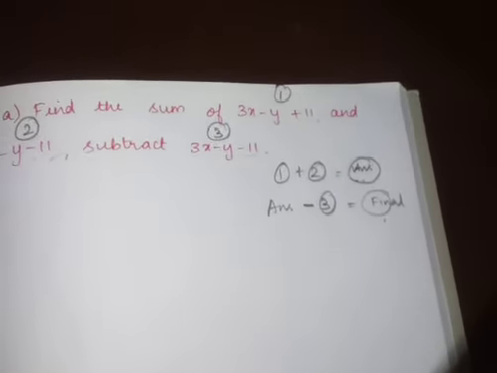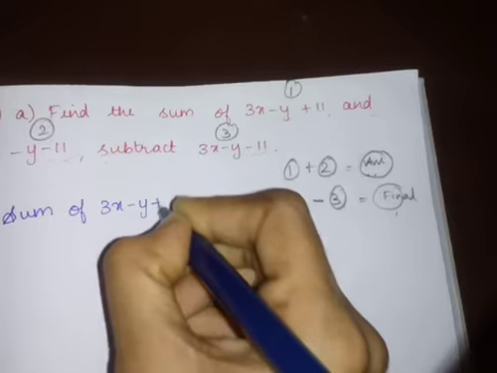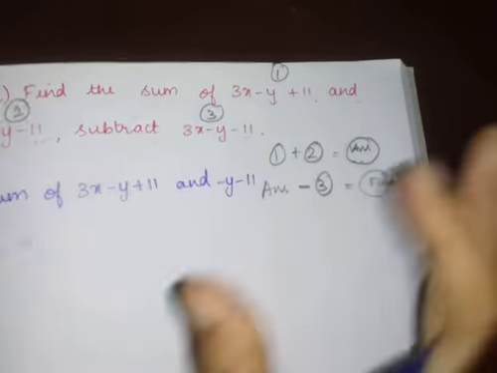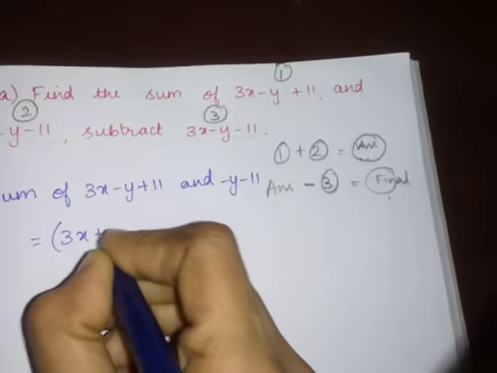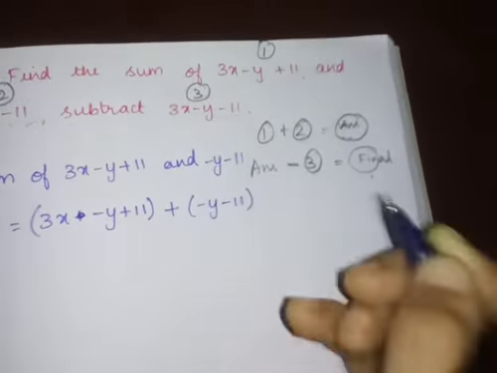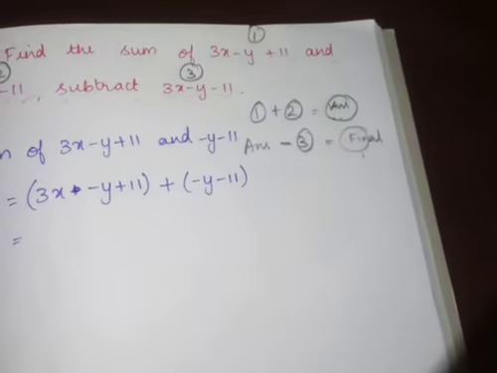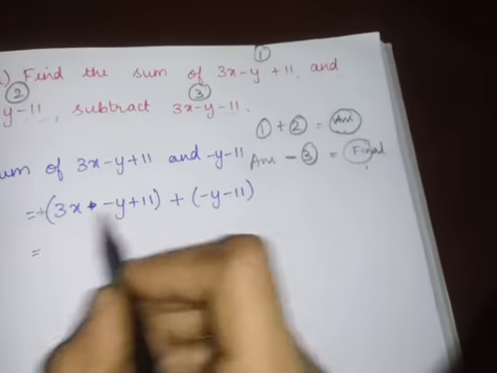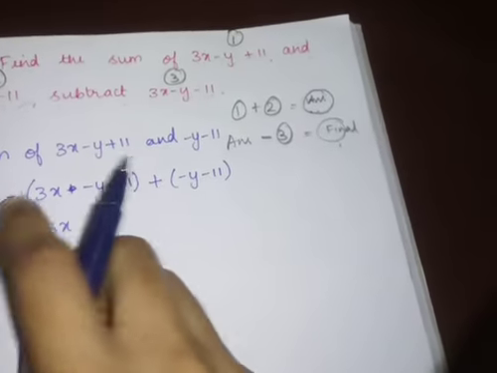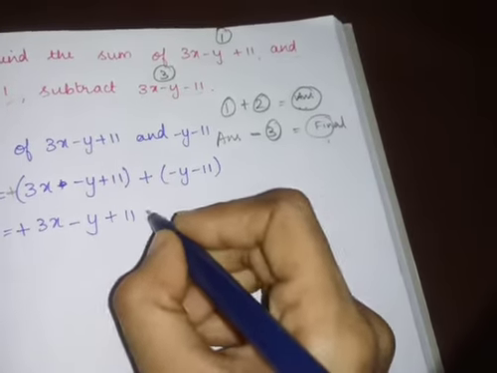Did you understand now? Now we are going to find the sum of 3x minus y plus 11 and minus y minus 11. So when sum means what? Addition. So I am adding these two expressions, 3x minus y plus 11 plus minus y minus 11. So now both are in brackets. So what will you do now? You should remove the brackets. So this is your plus. No sign is there. That's why I am putting plus, children. Plus into plus, plus 3x. Plus into minus, minus y. Plus into plus, plus 11. Plus into minus, minus y.